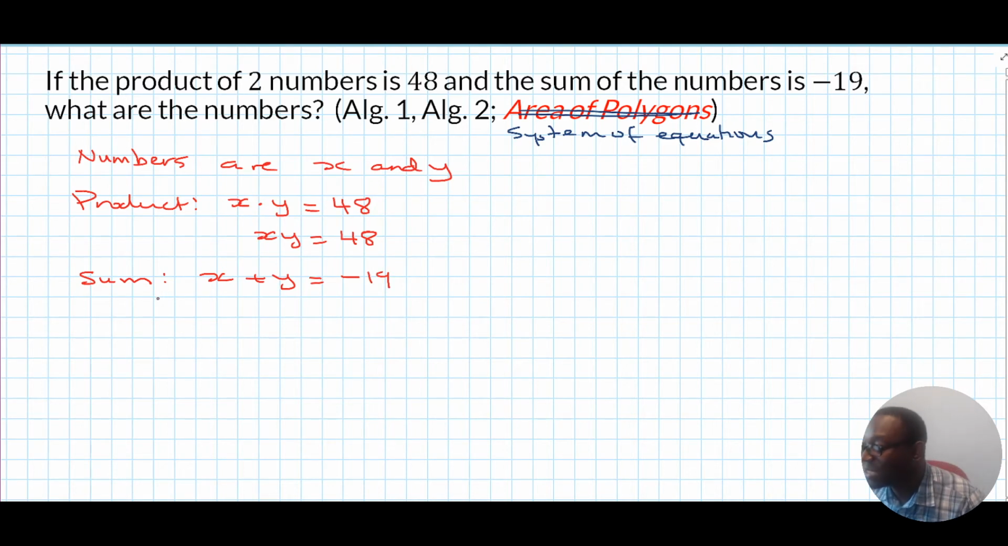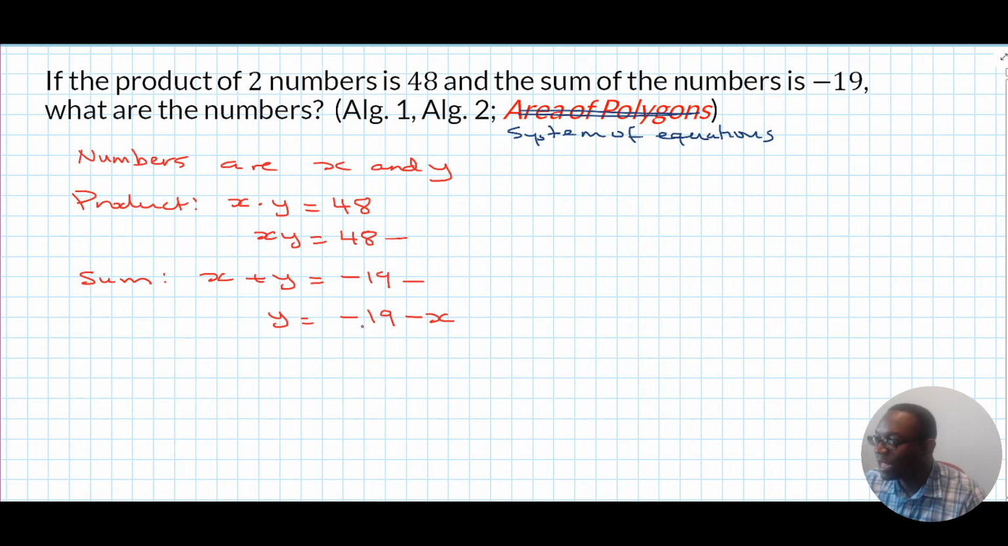So now we have a system. This is going to be the first equation of the system. This is going to be the second equation of the system. Now what I'm going to do here is we're going to use the process of the substitution method. So what I'm going to do first is try to figure out which of these I want to solve for. So I'm going to solve for y. So y is going to be equal to negative 19 minus x. So I now have the value of y.